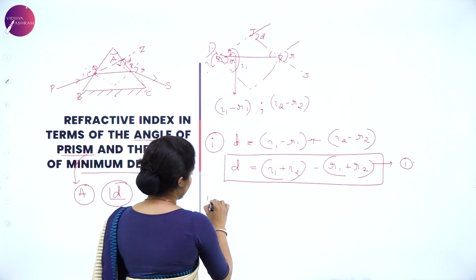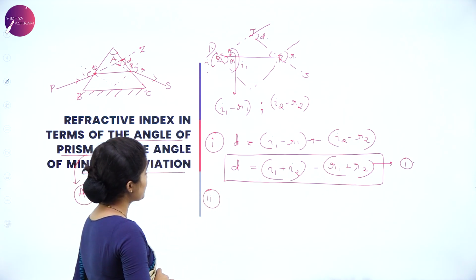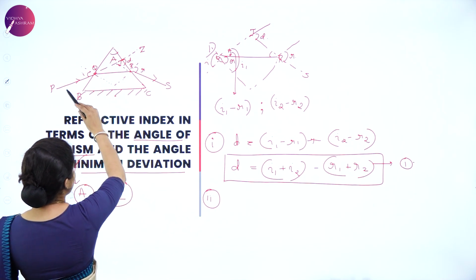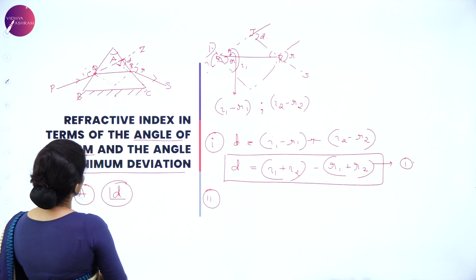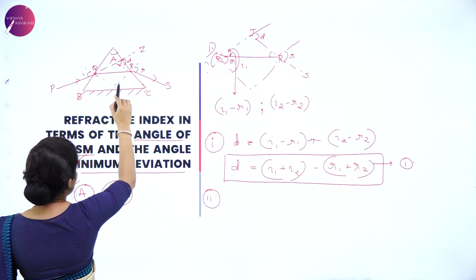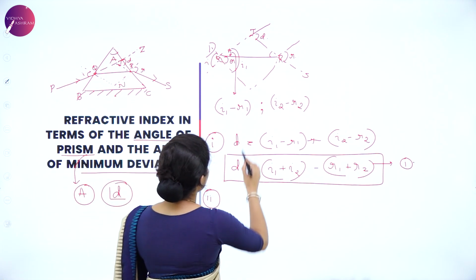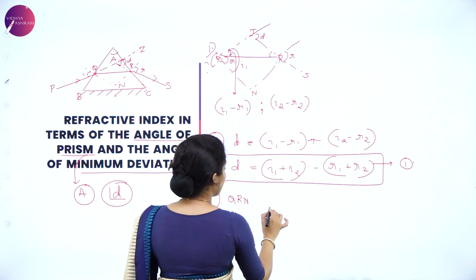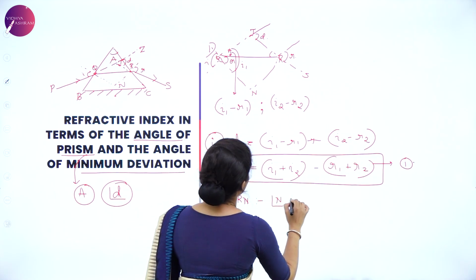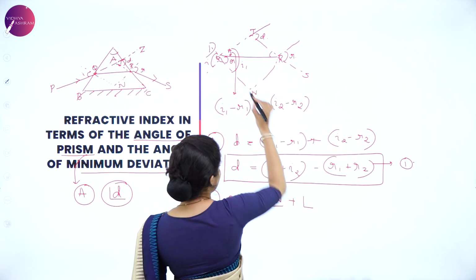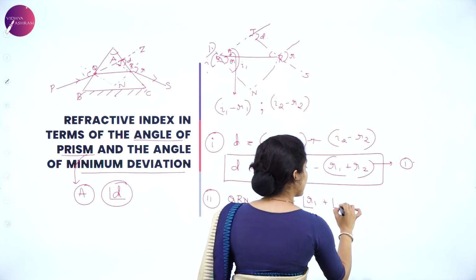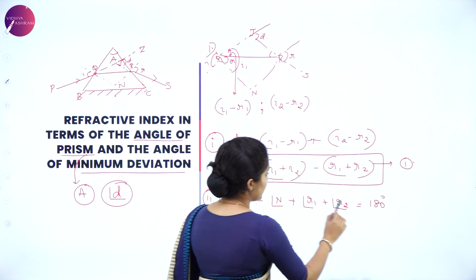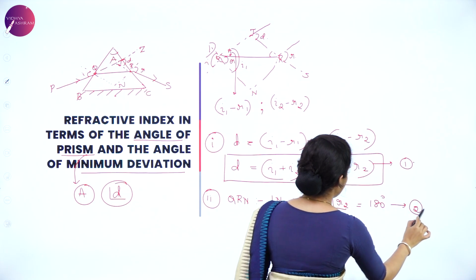The second concept is with respect to the angles. So it is a 180 degree triangle. You'll have to consider P, Q, R as well as S. So you have a triangle QR, let me name this as N. So you have N over here. In triangle QRN, we have angle N plus angle R1 plus angle R2 is equal to 180 degrees. So let me consider this as equation 2.